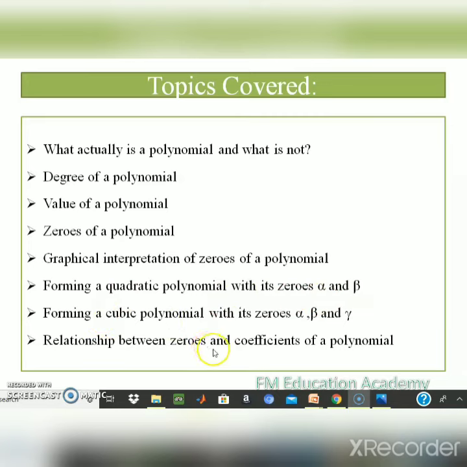And what is the relationship between zeros and coefficients of a polynomial? So if you have not watched the previous video on the basics, part 1 of polynomials, you can go and watch it by clicking this I button.